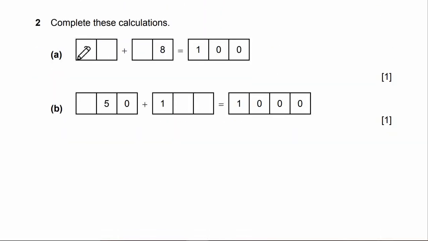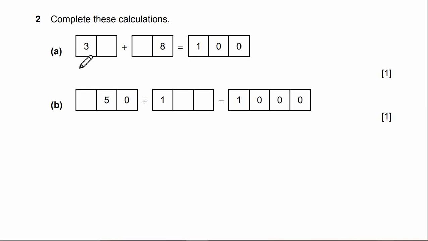Number 2, complete this calculation. 30 something plus blank 8 equals to 100. Well, we see the ending is 0 and the last digit is 8. 8 plus what to make 0 in here is 10. So 8 plus 2.